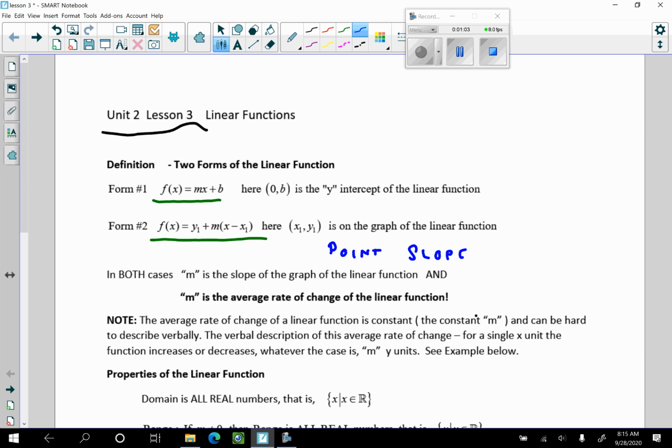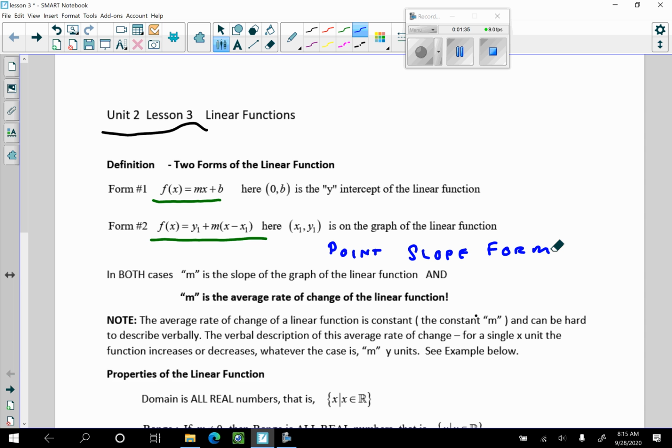And if you look over at this, this is a prevalent linear function in calculus. This is what we use in calculus all the time. This is the equation of the tangent line. That's nothing more, nothing less than that point-slope form of a line. In both cases, m is the slope of the graph of the linear function. m is the average rate of change of the linear function.